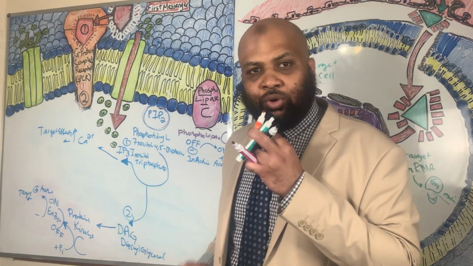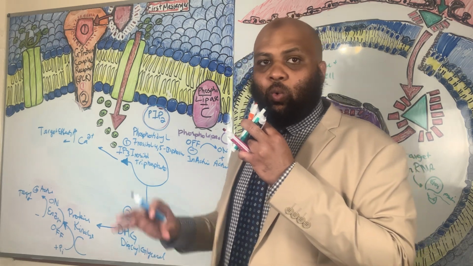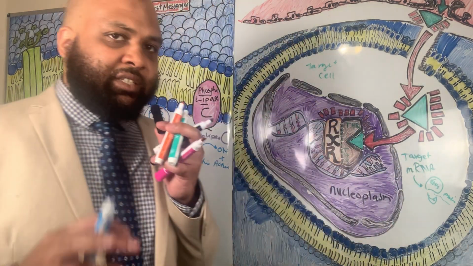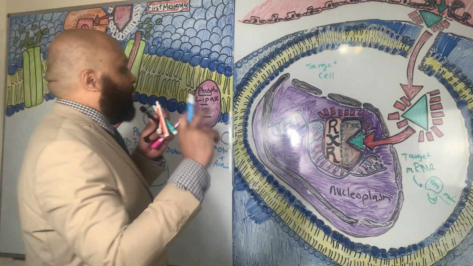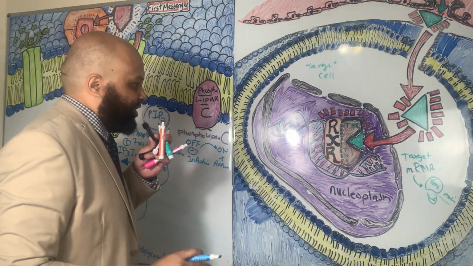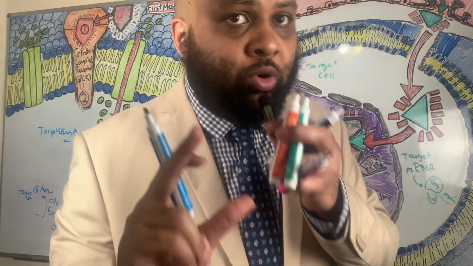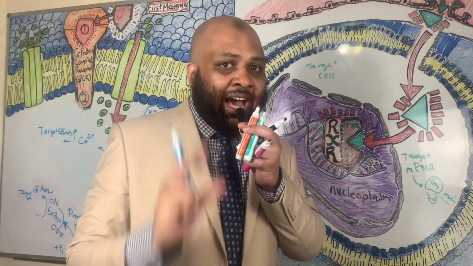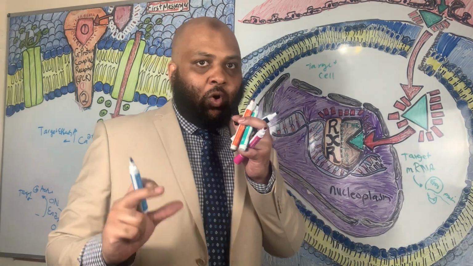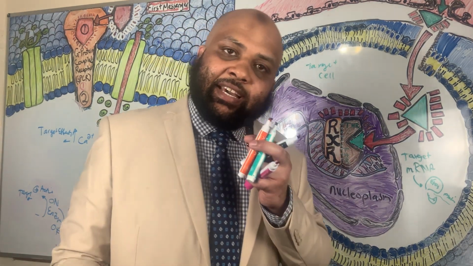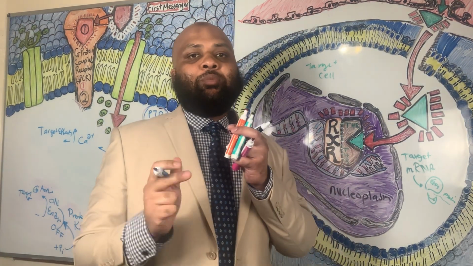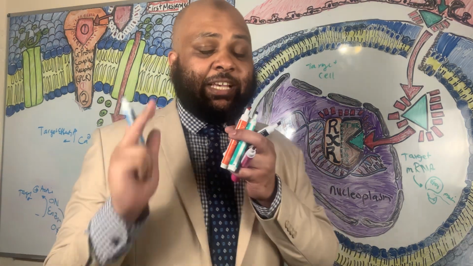Every non-steroid hormone will never exert its target effects except with the help of a second messenger. That's a general rule, except for the thyroid hormone, because the thyroid hormone is a non-steroid hormone, but it does not need a second messenger. So that's the only hormone that violates the rule. That's the exception to the rule.